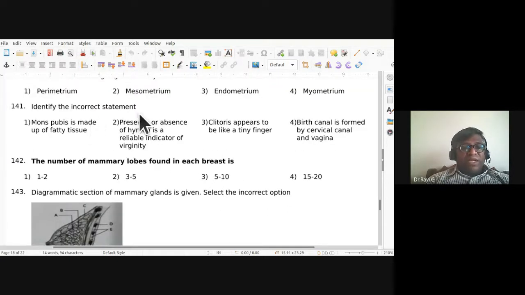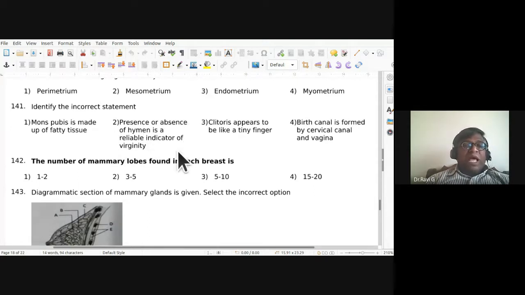Identify the incorrect statement. Mons pubis is made up of fatty tissue. Presence or absence of hymen is a reliable indicator of virginity. Clitoris appears to be like a tiny finger. Birth canal is formed by cervical canal and vagina. So here you have to identify the incorrect statement. The incorrect statement is that presence or absence of hymen is a reliable indicator of virginity.